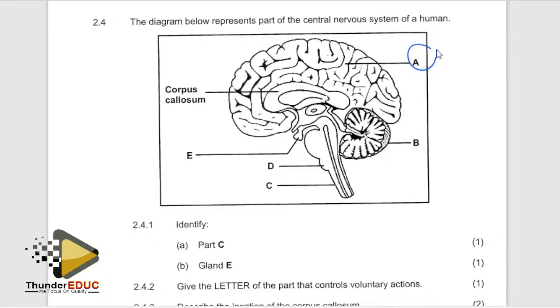Okay, obviously A is the cerebrum, B is the cerebellum, C is the spinal cord, D is the medulla oblongata, E is the what? The hypophysis or the pituitary gland. We don't mark master gland. No, we don't mark master gland.